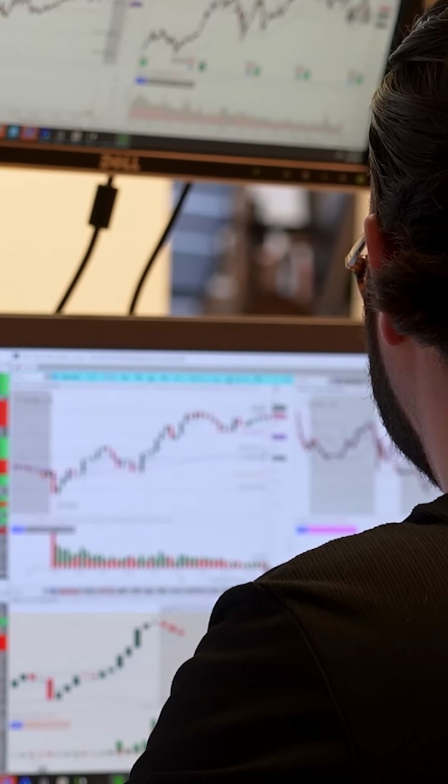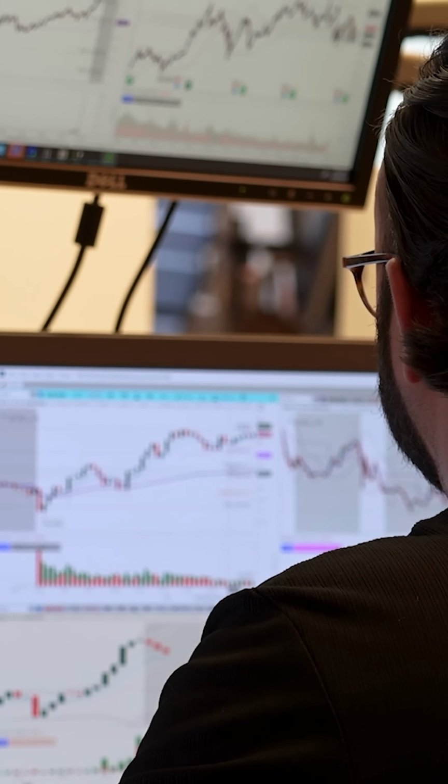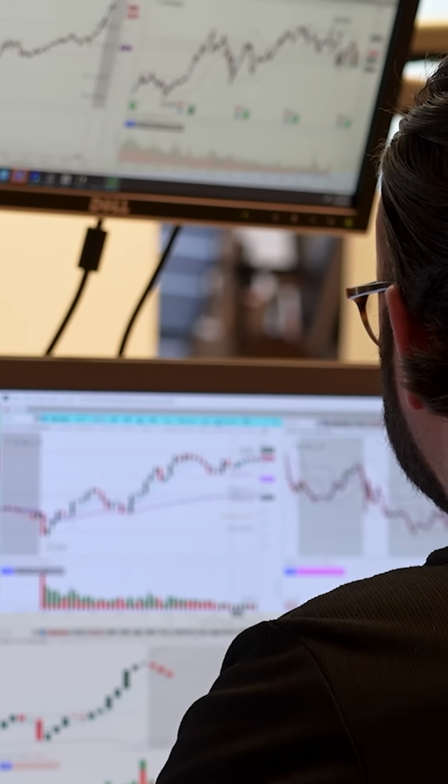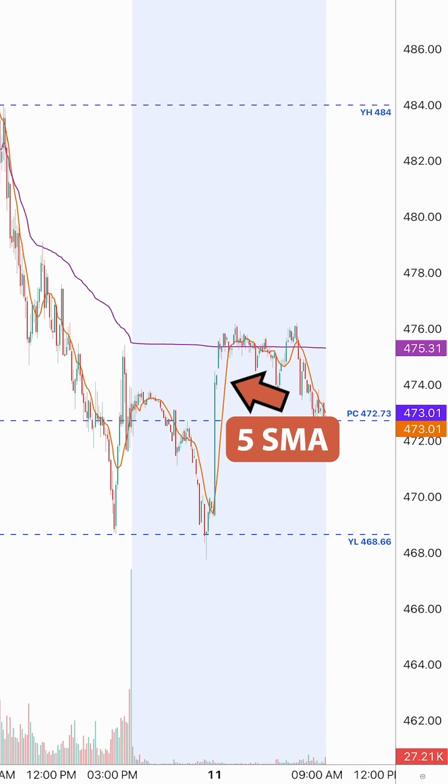Typically, the larger the moving average, the more weight I give it, unless recent price action tells me that a shorter term average like the 5 SMA is clearly acting as support or resistance. In this example, we're focused on the 5 SMA.